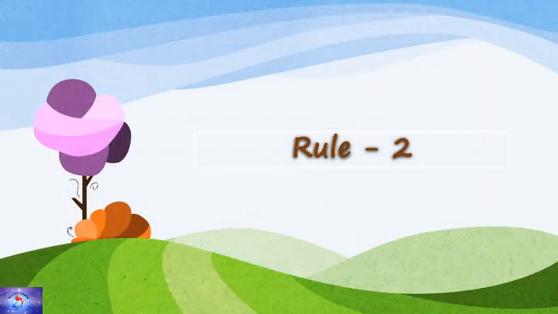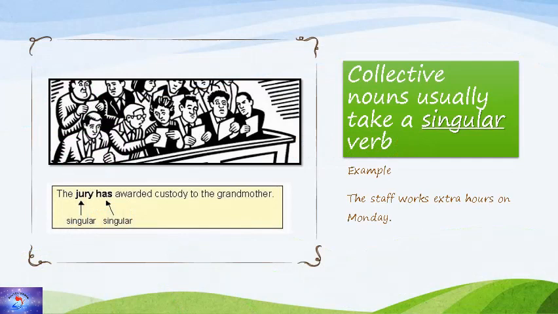Now let us see rule 2. Collective nouns usually take a singular verb. For example, the staff works extra hours on Monday. Staff here is a collective noun, so we are using a singular verb, works. In the same way, one more example: the jury has awarded custody to the grandmother. Here, jury is singular, so the singular form of verb used here is has.